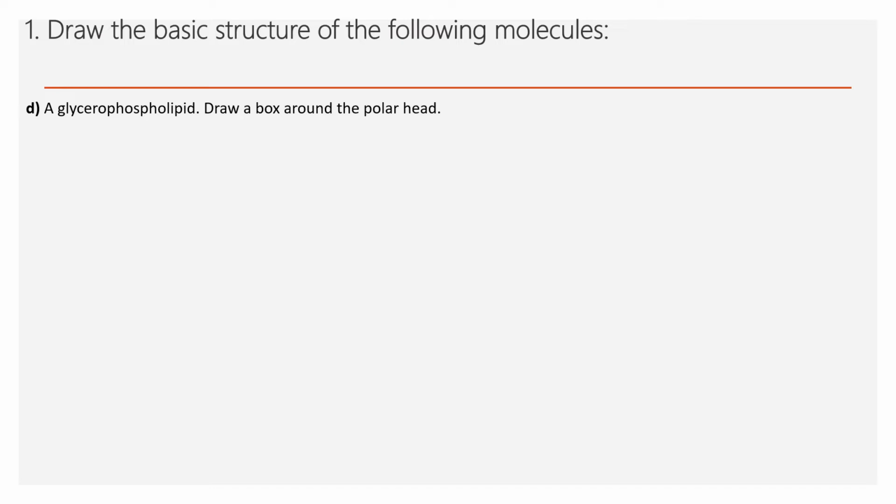D, a glycerophospholipid. Draw a box around the polar head group. Let's draw a glycerophospholipid first. So let's see.